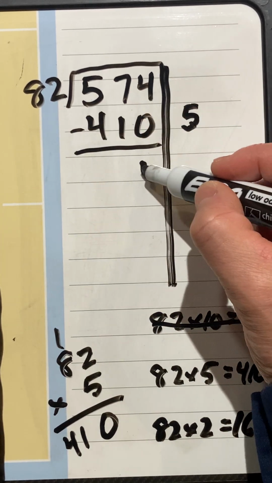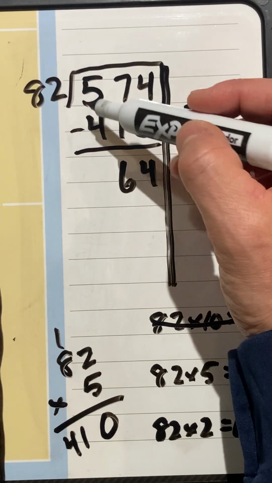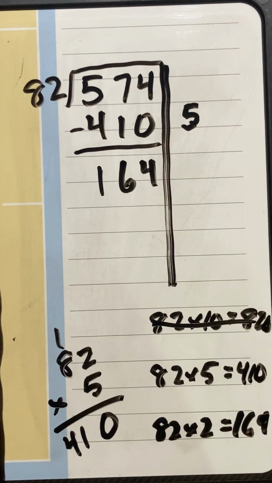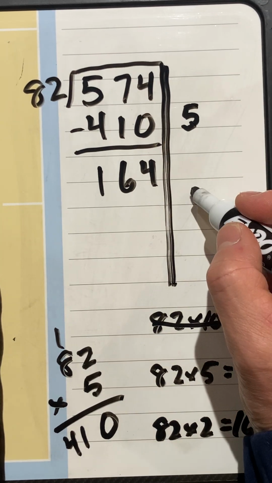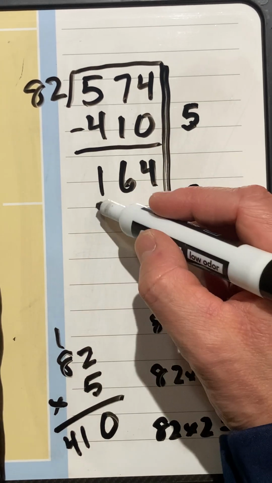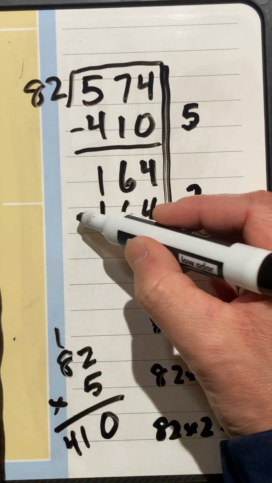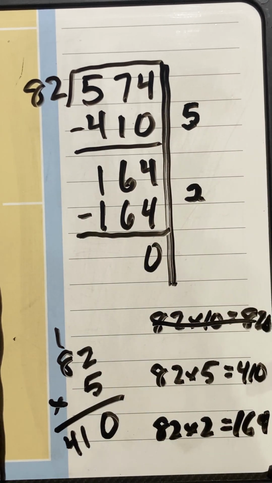4 subtract 0 is 4. 7 subtract 1 is 6. 5 subtract 4 is 1. So we have 164. This one isn't written very well, but 82 times 2 is 164. So our next partial quotient is going to be 2. 82 times 2 is 164. We subtract, and we get 0.